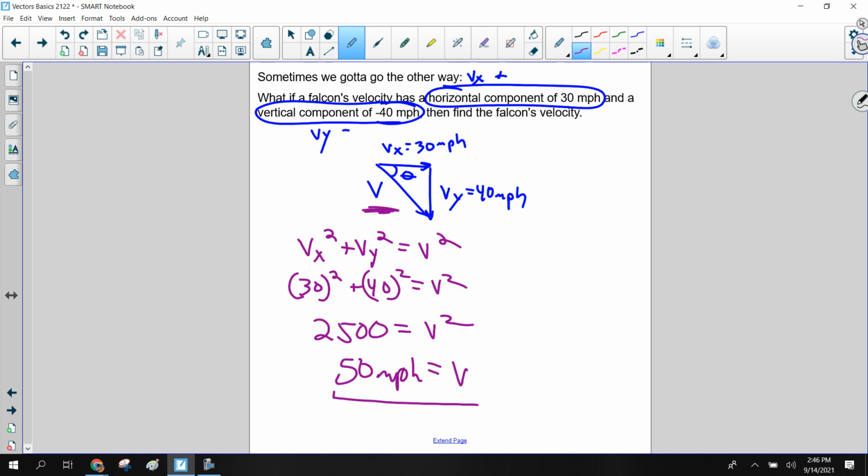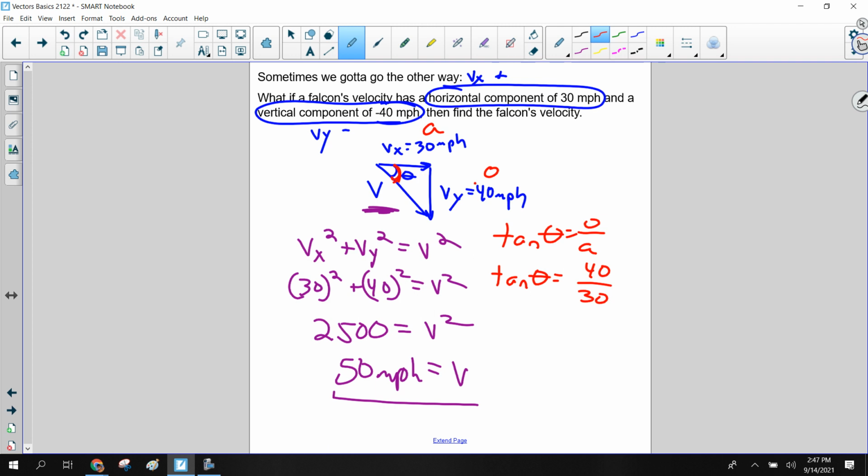But we also have to find the angle so that I can say how far below the horizontal it is. What I want to do is choose a trig function that uses opposite and adjacent, since those are the numbers I was given. That's tangent. The tangent of theta is opposite over adjacent. Oh, I just realized I didn't do a thing.